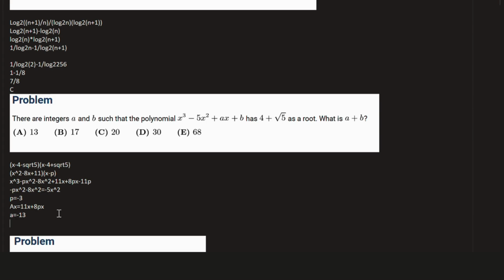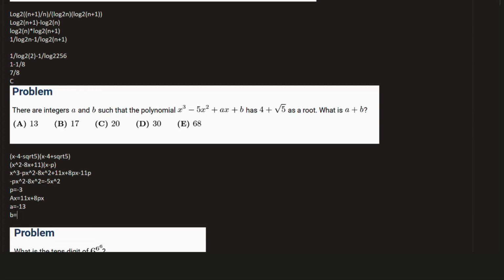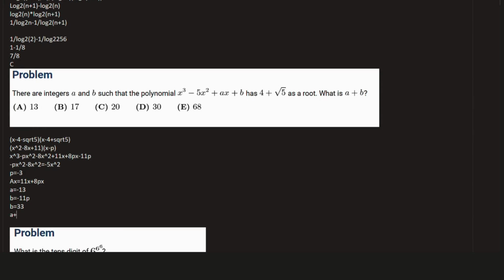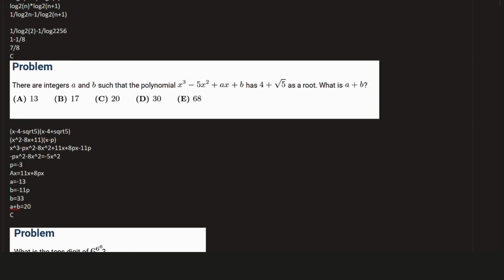We can do the same with b, using that b equals negative 11p. And since p equals negative 3, b equals 33. A plus b then equals 20, which is C.